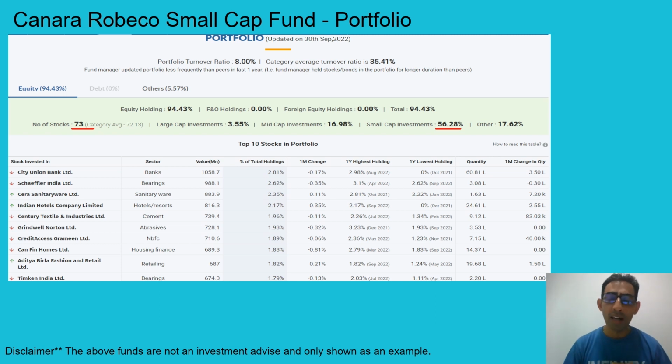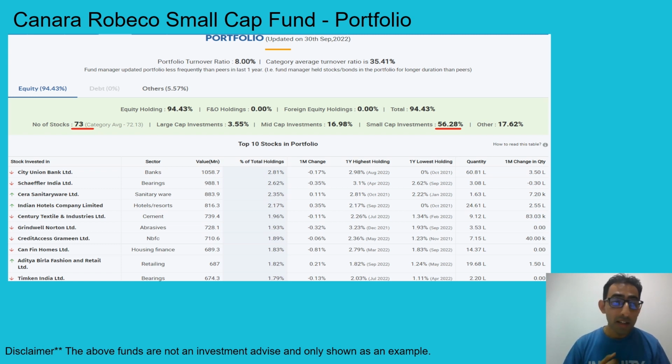City Union Bank, it's a fantastic bank. I like this bank. It's a smaller private sector bank and has been growing very steadily, very minimal NPAs. So I like this bank. Schaeffler India Bearings, fantastic company, along with Timken. Both of them are MNCs and hold their customers very tightly and are growing at a much faster pace. Also, they are exporting from India to other countries. So they are a very good set of stocks in the bearings field.